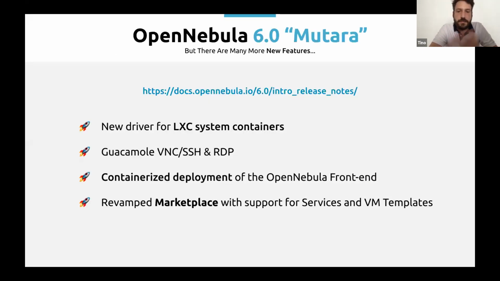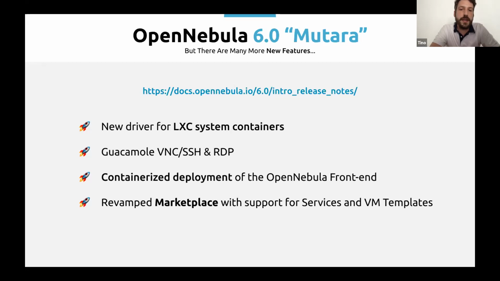Okay, some other features, maybe not that directly related to VMware, but nonetheless available in OpenNebula 6.0, is the ability to create LXC containers. Up until now, you could use LXD, but we made the jump to LXC. You can also use VNC, SSH, and RDP using Guacamole, all from within the Sunstone interface, very much like you can do with the new VMRC integration.